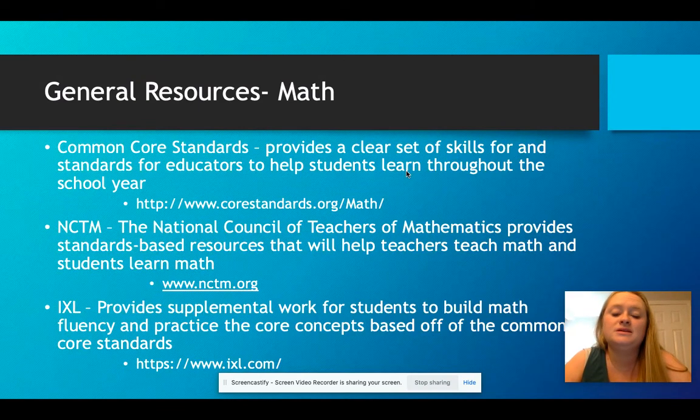Some general resources, Common Core Standards. This is the big one. It provides a clear set of skills and standards for educators to help students learn throughout the school year. It's a K through 12 curriculum. It has standards and where students should be in their learning. NCTM, this is mainly for teachers.